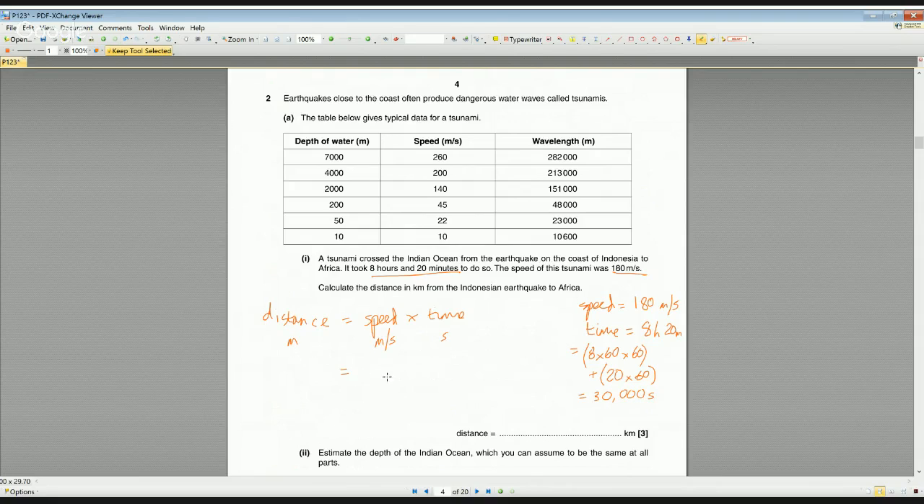So then our distance in meters will be 180 multiplied by 30,000, which gives us 5,400,000 meters. And it tells us, of course, that we want our distance in kilometers. It's very clear about that in the question, so don't forget to convert that to kilometers. So divide it by 1,000. That will be 5,400 kilometers.